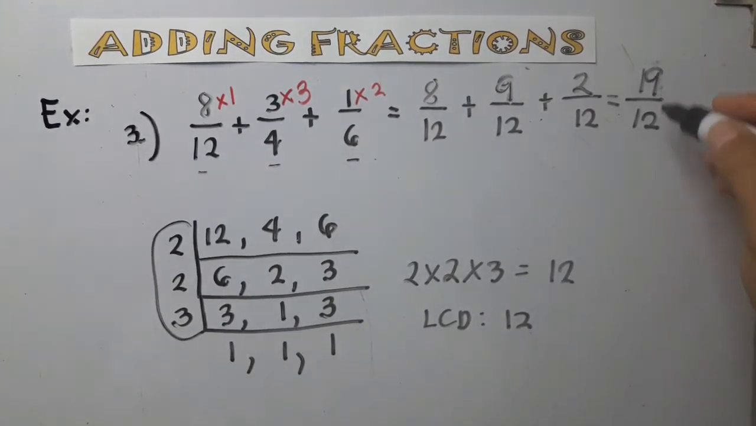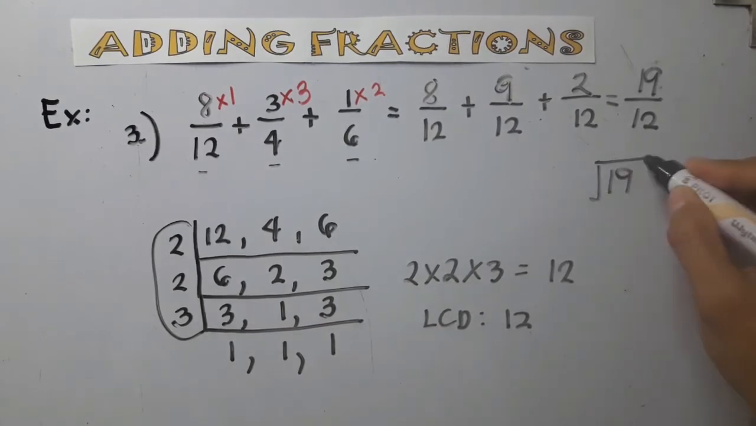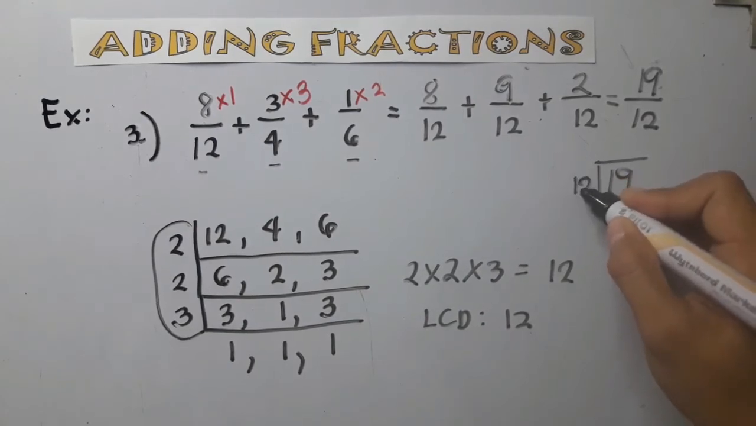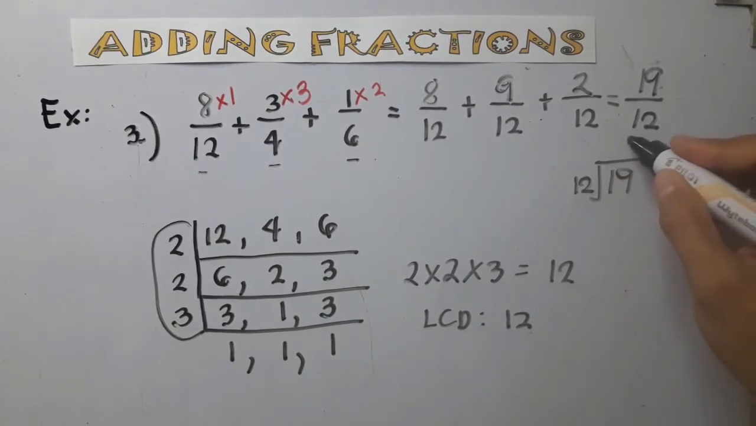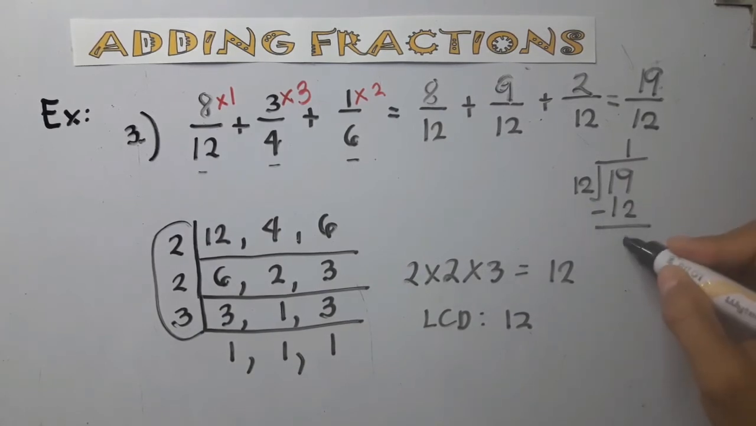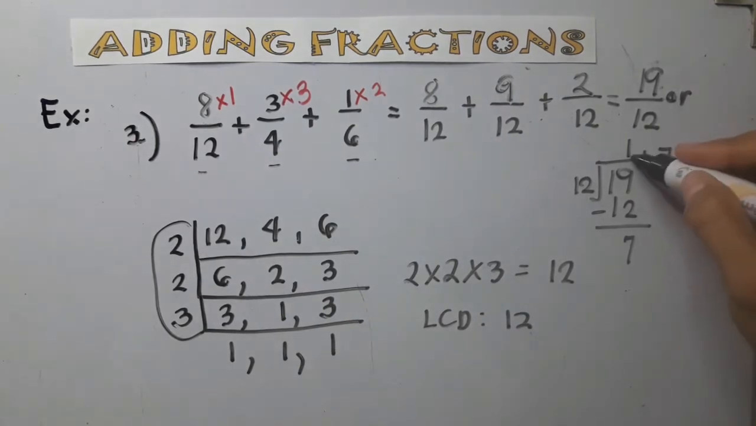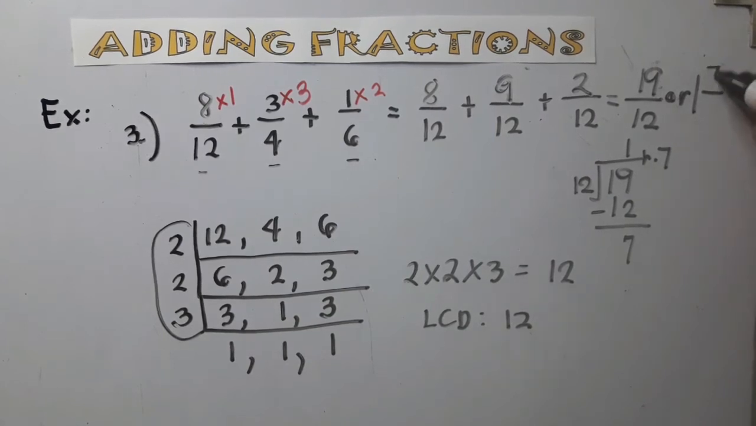So 19 over 12 is an improper fraction. So we're going to change that into a mixed fraction by dividing. So 19 divided by 12, that is 1. 1 times 12 is 12. So minus, that is 7. So we have a remainder of 7. Therefore, our answer is, your quotient is the whole number, the remainder is the numerator, then copy the denominator. So this is now your answer.